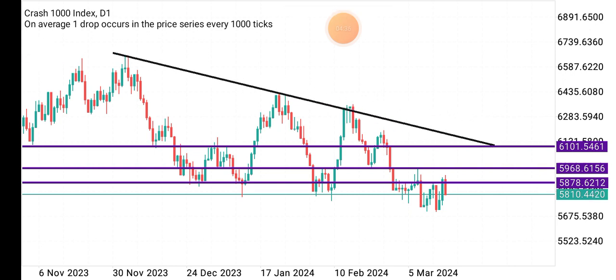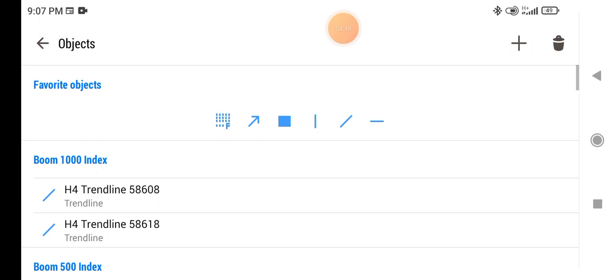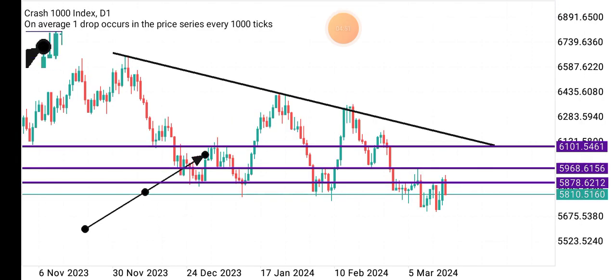And each time market got to the trend line, you can see it has always been changing its direction, or reversing on getting to the trend line. And each time market gets to this trend line, it creates a lower low, a low that is lower than the previous low.